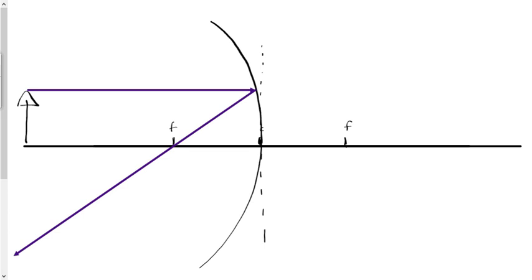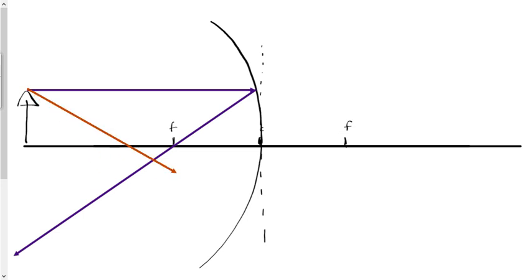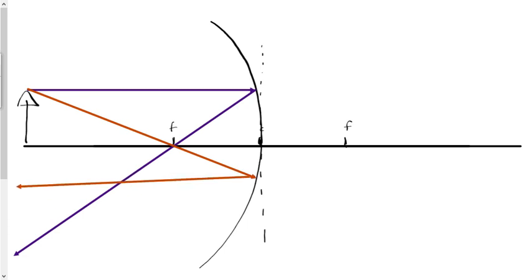The next one will go through the focal point before even hitting the mirror. I'll put that one in red, it doesn't really matter. So that'll go through the focal point until it hits the mirror. And then from there, it will go parallel to the principal axis. Just in my head as I go through this, I will usually say to myself, parallel, focal point, parallel, just as a little reminder as to what happens there. And those really are the only two rays you have to draw.